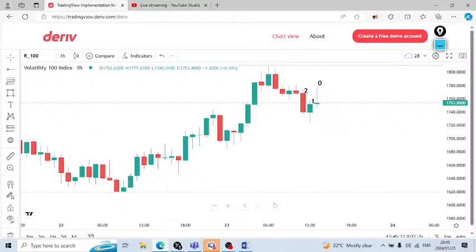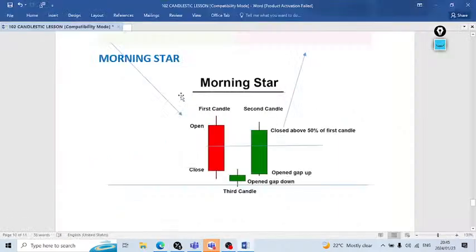Now looking at the morning star, this one will be the current candlestick, candlestick 0. This is 1, this is 2. So the close of this current candlestick 0 should close above the 50% of that candle.